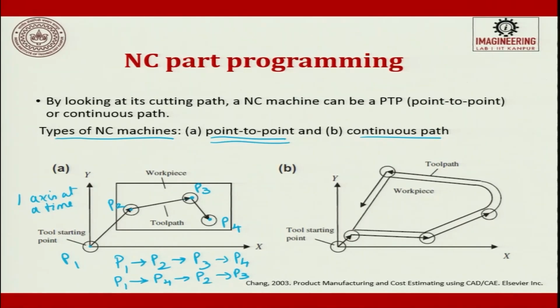And why did they come? Because you do not have to relocate the component to do multiple things. So, that was a big advantage. From here they moved to continuous path.